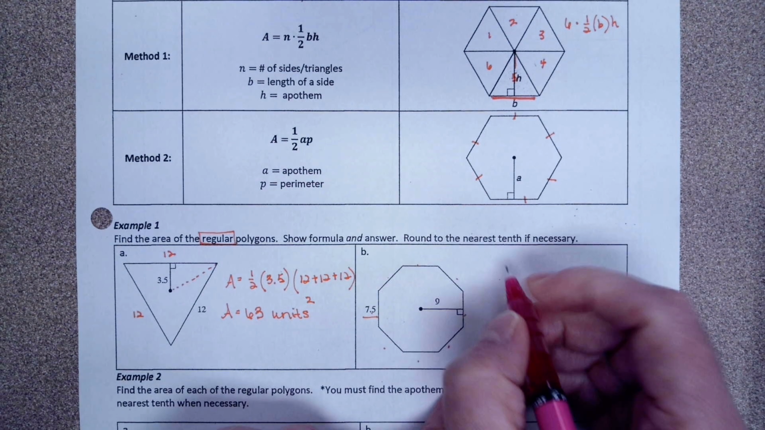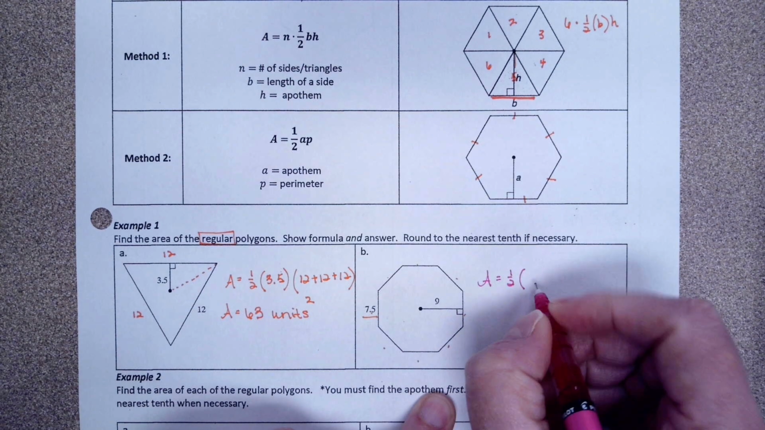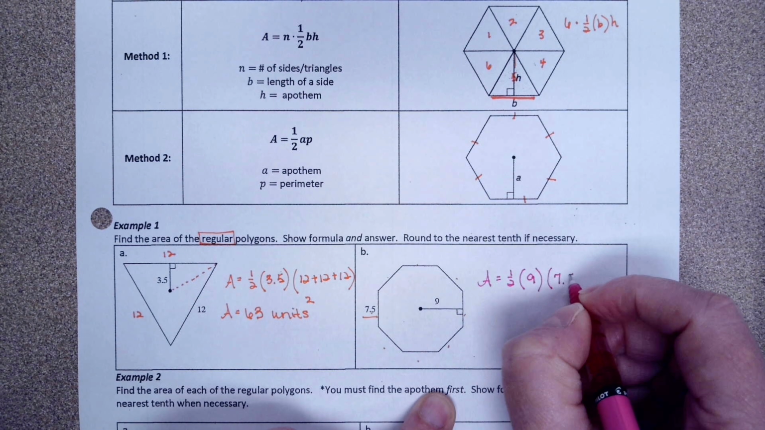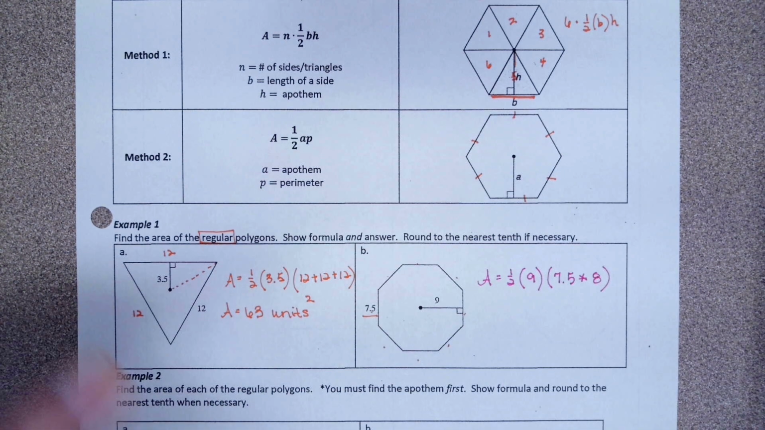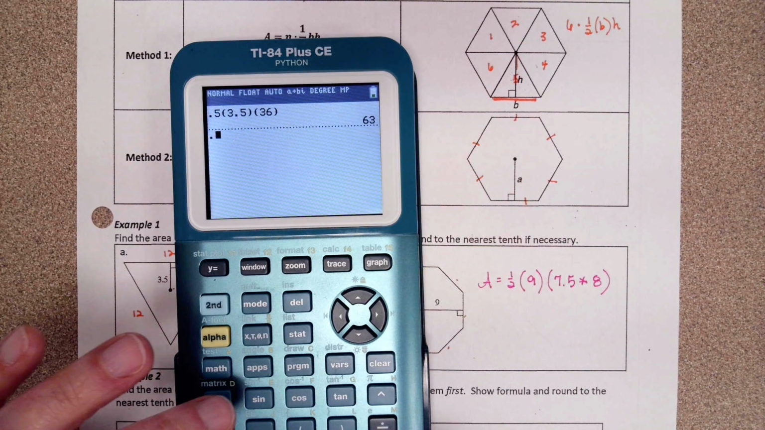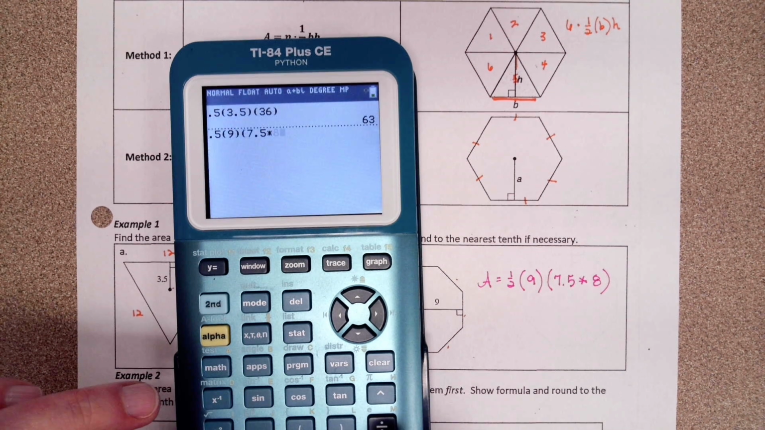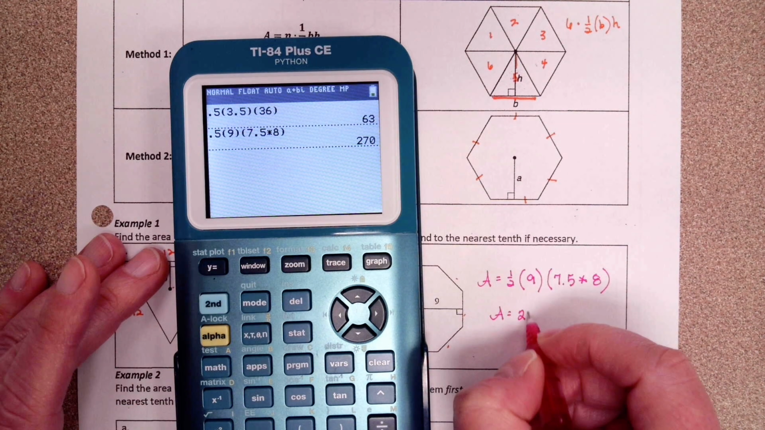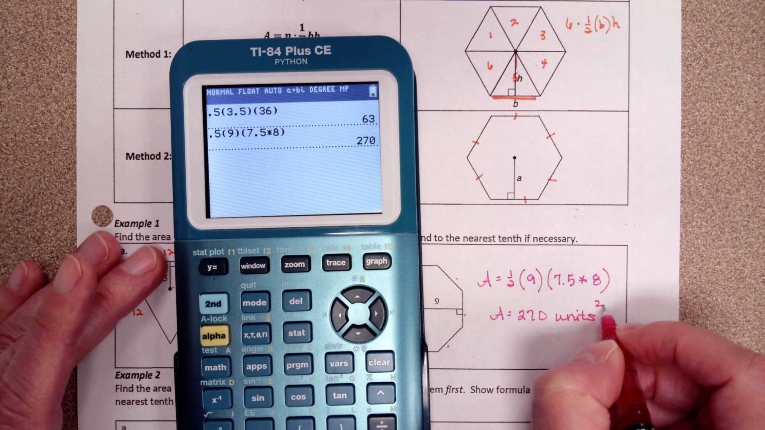So we'll switch colors. Area is equal to 1/2 apothem multiplied by the perimeter. So this would be 7.5, and again, there were 8 sides. And that would be our area. So again, 0.5 multiplied by 9, and then 7.5 times 8. That looks like it's going to come out to 270. And again, we'll call that units squared, just in case.